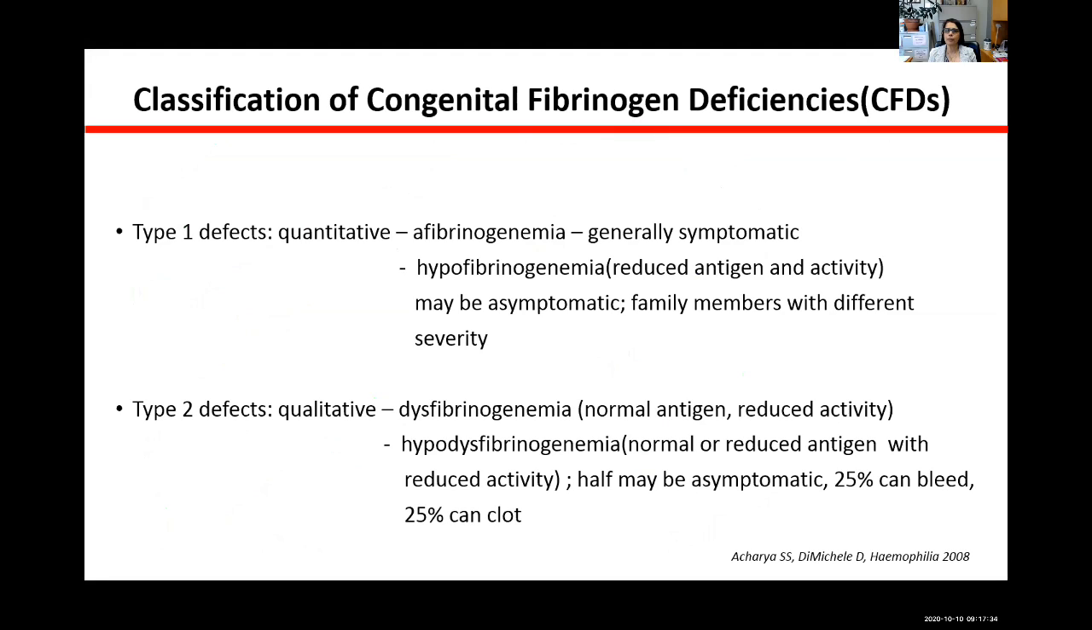These congenital fibrinogen deficiencies are classified into quantitative as well as qualitative defects. The quantitative ones are afibrinogenemia, where very minimal amounts of fibrinogen is produced. In hypofibrinogenemia, some amount of fibrinogen is produced, but it may have reduced activity. Dysfibrinogenemia, typically the amount of protein produced is normal, but it has reduced activity.